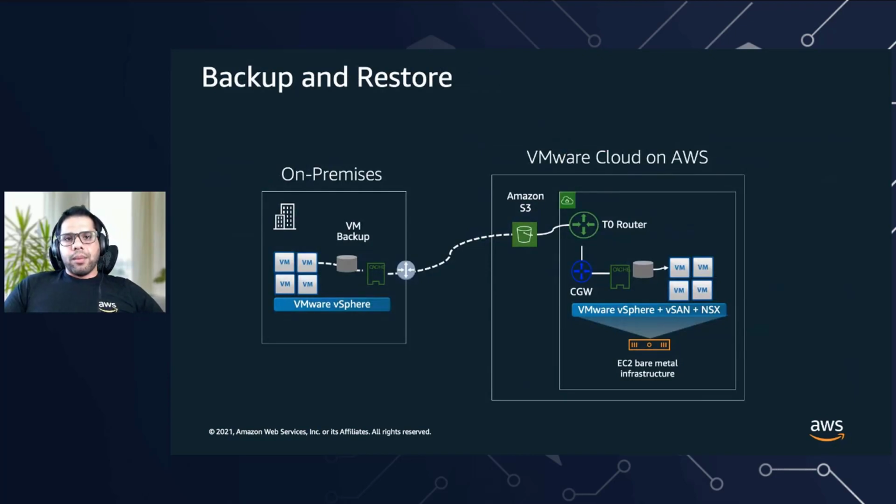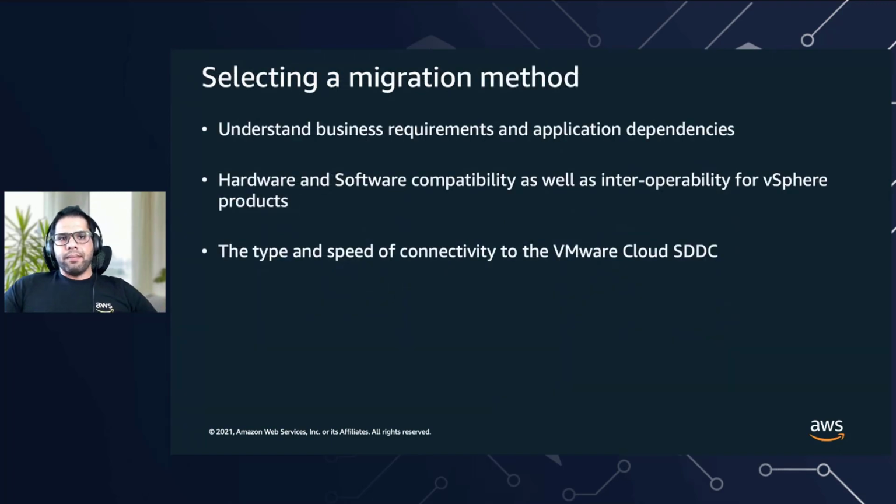Finally, the last option is to use backup and restore tools. Most popular data protection software are supported with VMware Cloud on AWS, and VMware publishes the latest compatibility in their compatibility matrix site for you to understand whether the tools that you have are compatible to migrate using backup and restore. Now, how do you select a migration method?